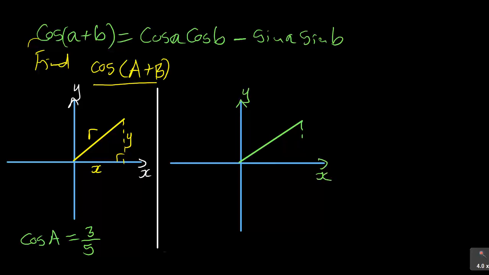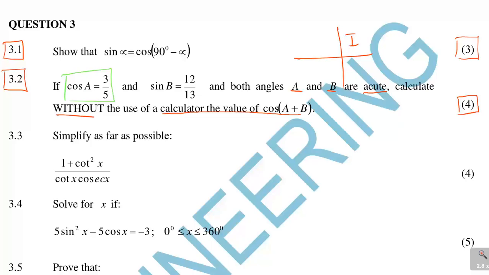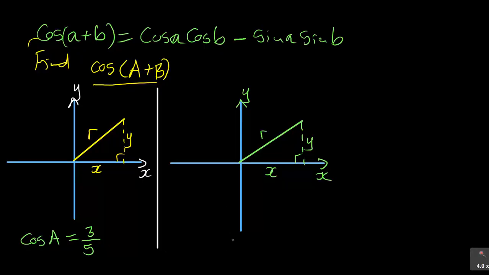So when I do that, 90 degrees, I've got my x, I've got my y, I've got my r. This we are yet to find. But in the second one, they are saying sin B is equal to 12 over 13. So I've got here sin B is 12 over 13. So this is what I have on those.